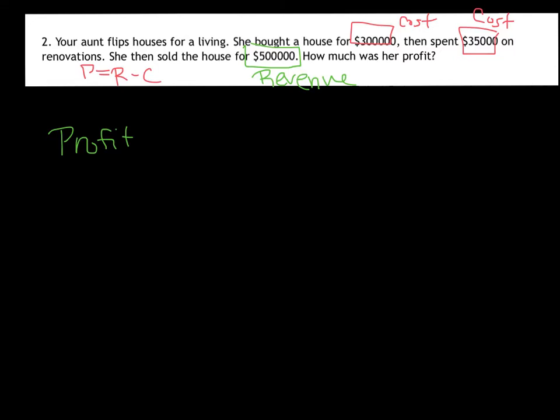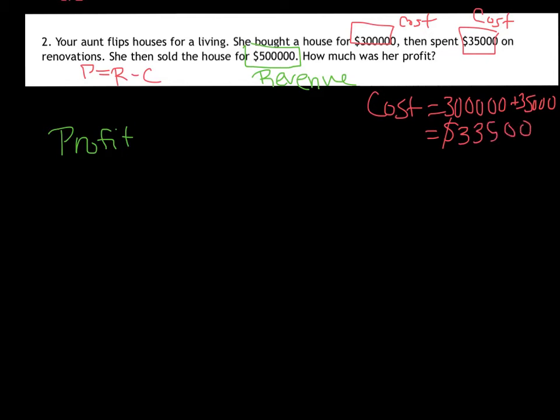So the way that we're going to set this up to find our profit is I always like to just find my overall cost first. So I know my revenue is $500,000. My cost, I'm just going to get by adding together my two expenses, which was buying the house and doing the renovations. When I add those two together, I get that my aunt's total cost in this case was $335,000.